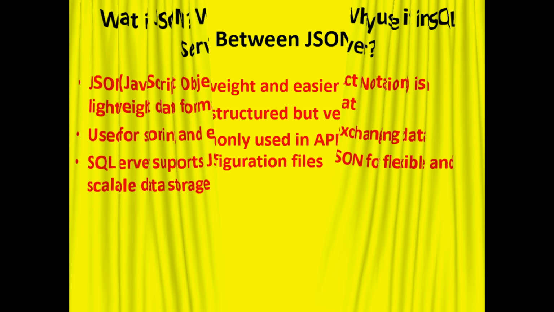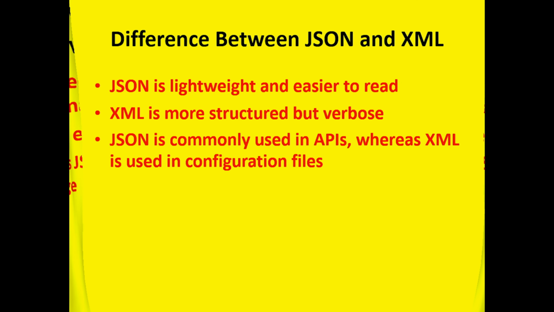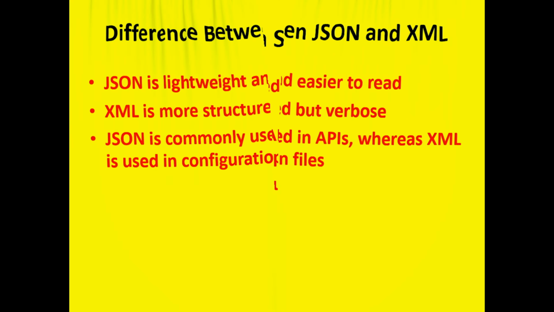So let's see the difference between JSON and XML data. In SQL Server, there might come a scenario where we need to deal with XML data. So what is the difference? JSON is lightweight and easier to read. XML is more structured but verbose. JSON is commonly used in APIs, whereas XML is used in configuration files.